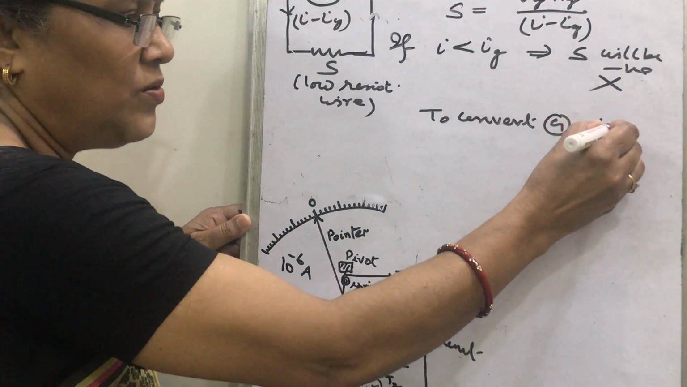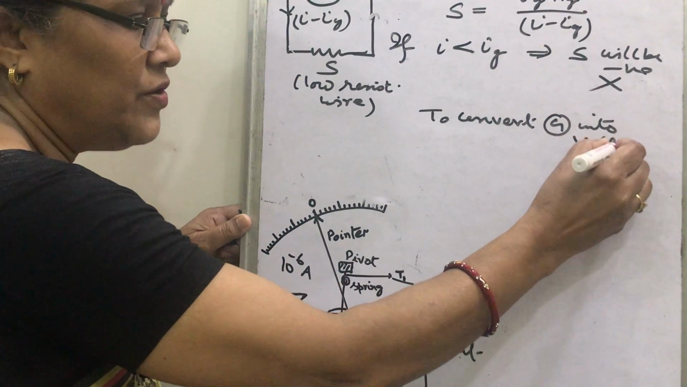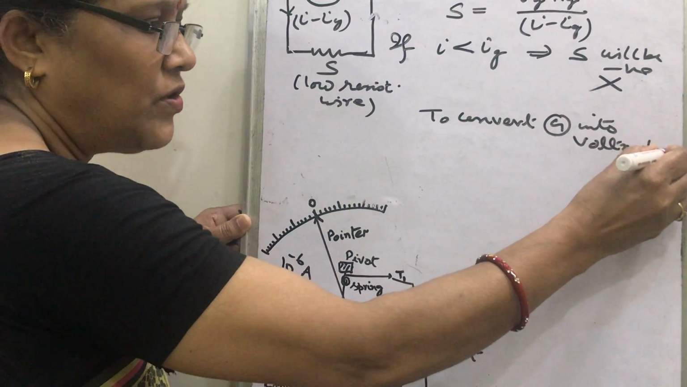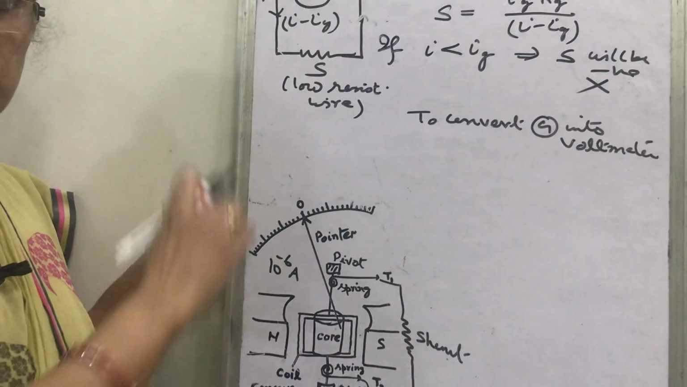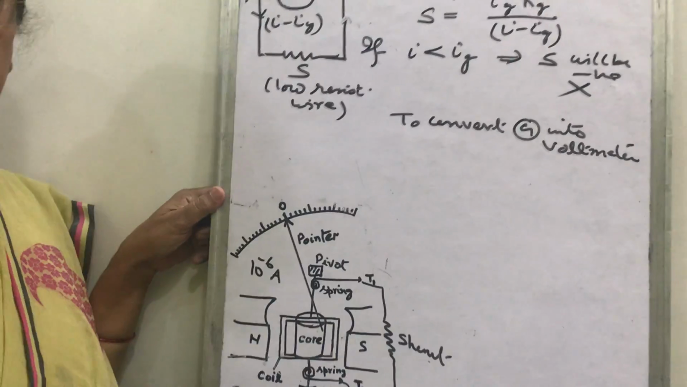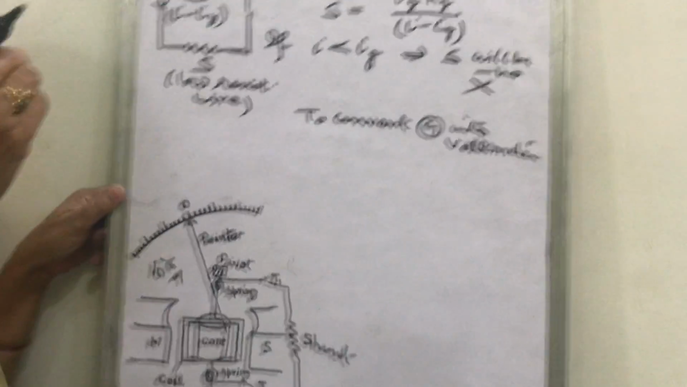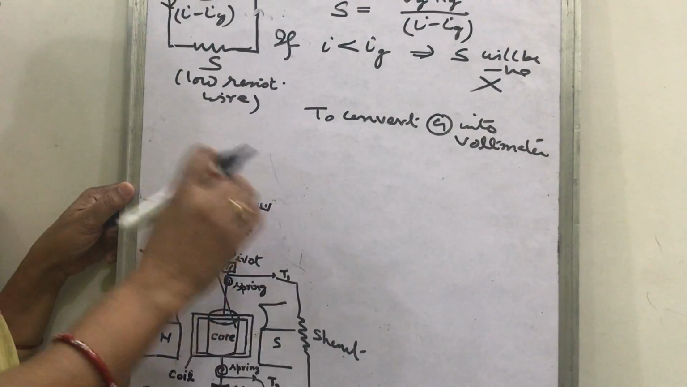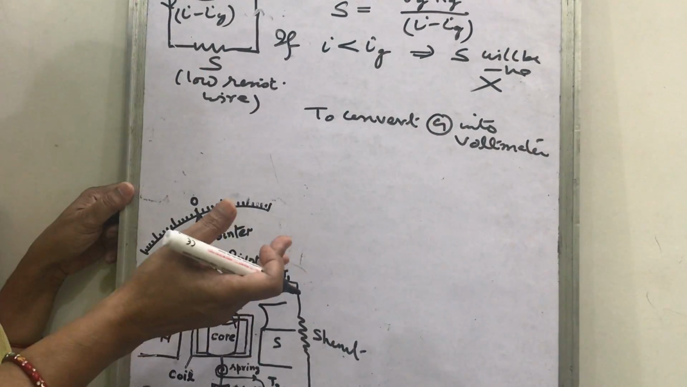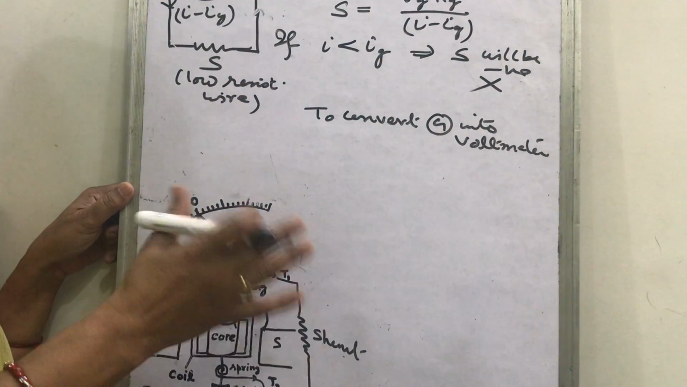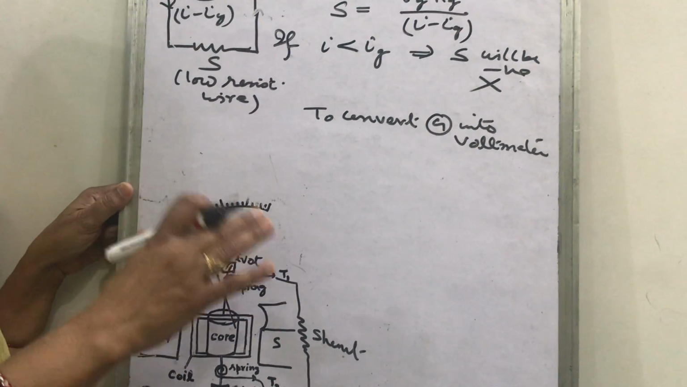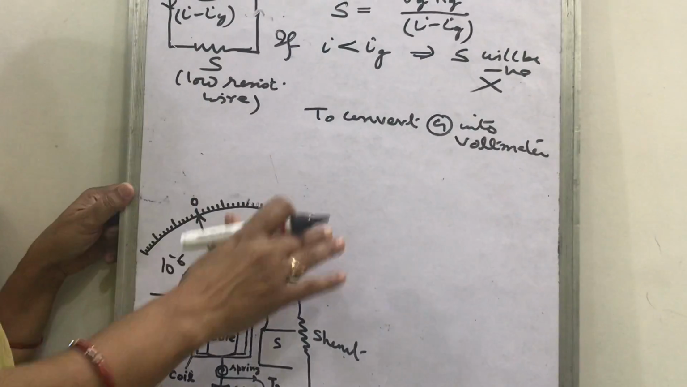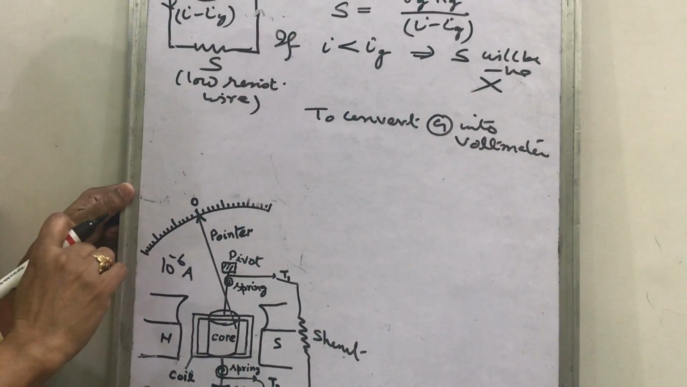Now, to convert a galvanometer into a voltmeter, what will you do? First of all, you should know what a voltmeter is. A device which measures the potential difference between any 2 points in an electrical circuit. So how is it connected in a circuit? In parallel. Why? And what should be the voltmeter's resistance?